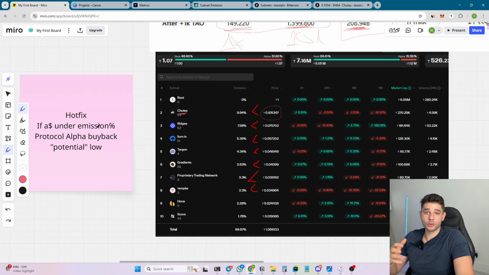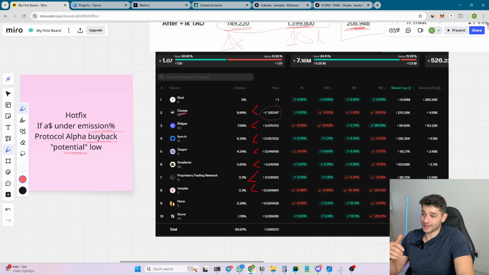There's also a super important Bittensor update that happened a few weeks ago. If the alpha price goes under its subnet's emission, Yuma consensus starts an alpha buyback program until that subnet has a higher price than its emission once again, then it stops. And this simply indicates a potential low of the subnet.